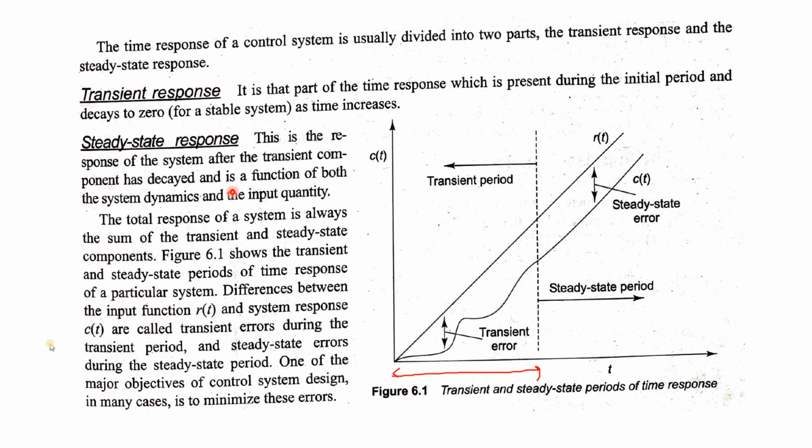Okay. So the steady state is the response of the system after the transient component has decayed, and it is a function of both system dynamics and the input quantity. The total response of a system is always the sum of the transient and the steady state components. That is, whenever you represent any output response, you will represent it as a combination of both transient and steady state.